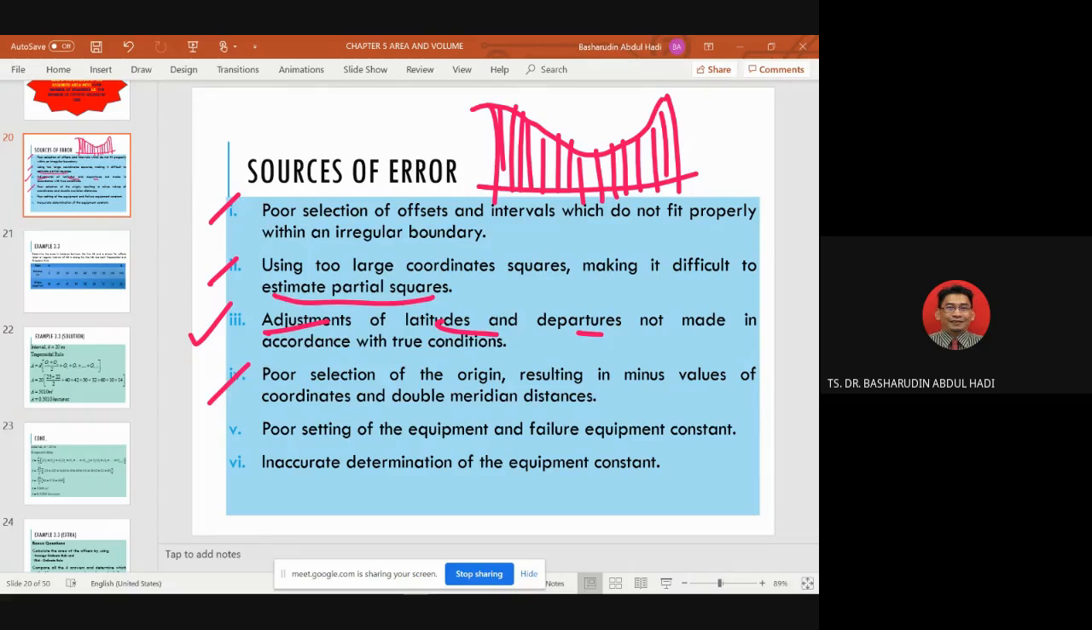Poor selection of the origin, resulting in minus values of coordinates and double meridian distance. I think you remember this one. You can see the drawing again. Or setting of the equipment and failure of equipment constants. And number C, inaccurate determination of the equipment constant, maybe using leveling or theodolite. If the leveling and theodolite are not calibrated for, say, 10 years, it means your data is not good. And some universities will reject the student's work based on the schedule they give, right?